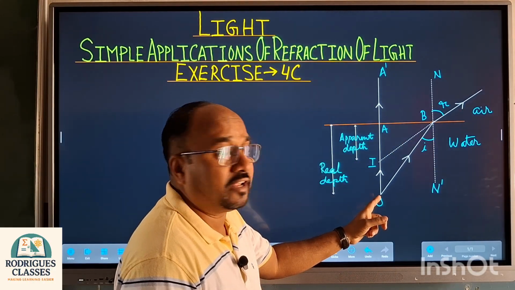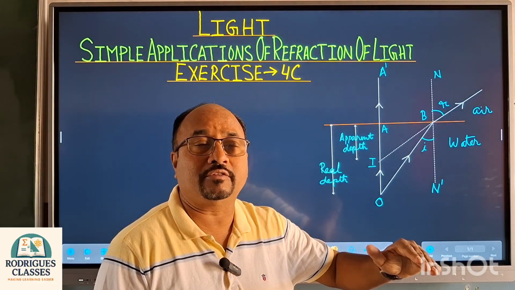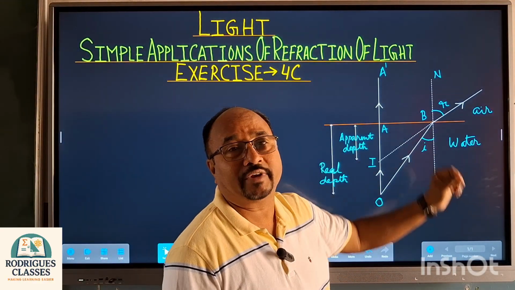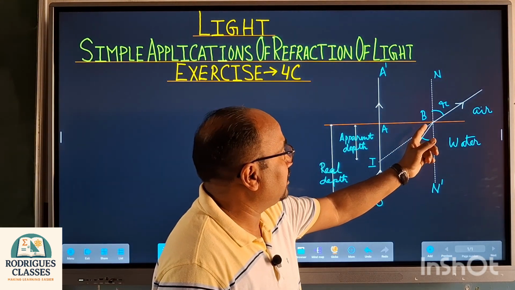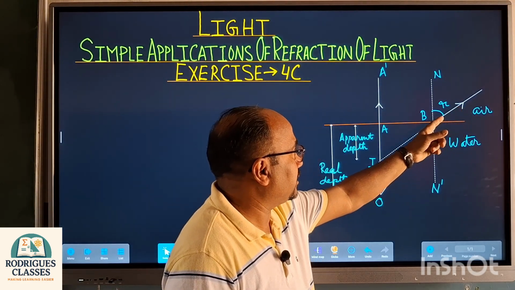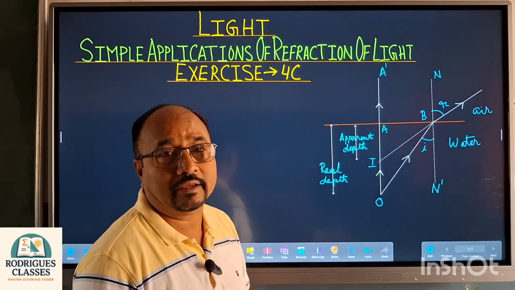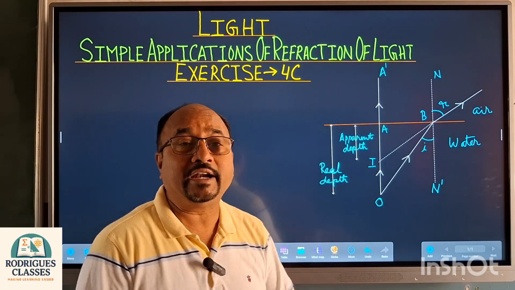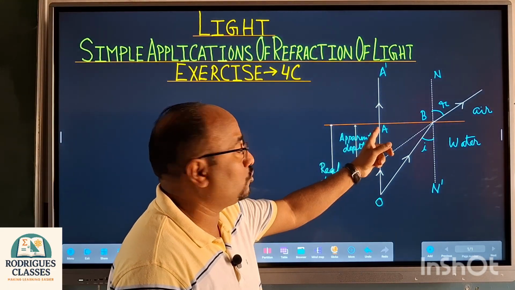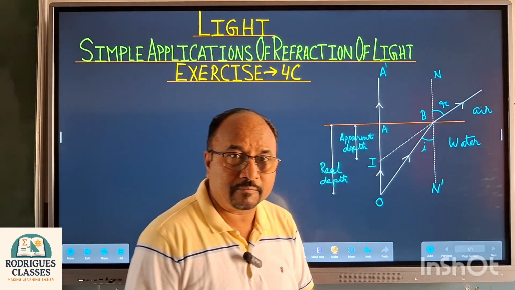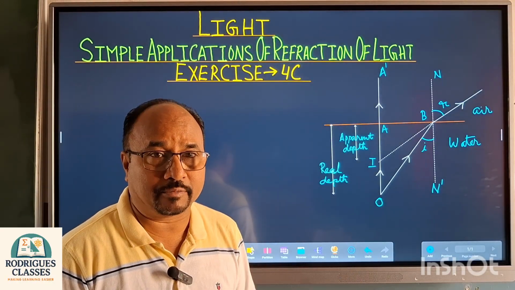So the rays are traveling from the object. When it comes to the separation of the media, it is going from denser to rarer, so it bends away from the normal. So when this ray reaches the person's eye, it seems that it is not coming from O, but it is coming from I. So this is the apparent position of that object. So the distance from O to A is called the real depth, and the distance from I to A is called the apparent depth.